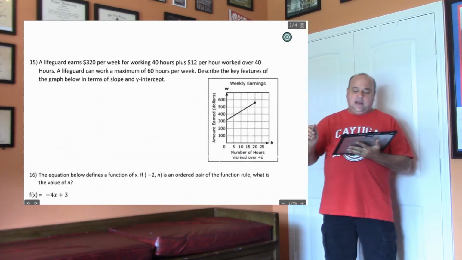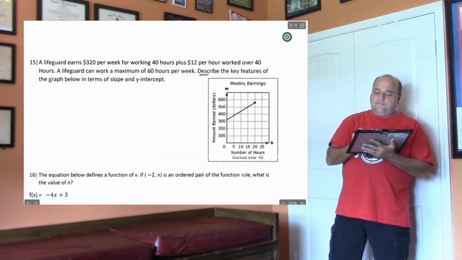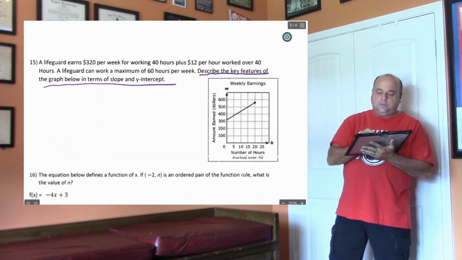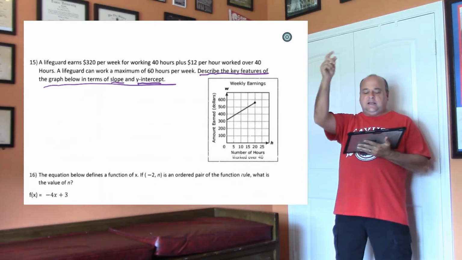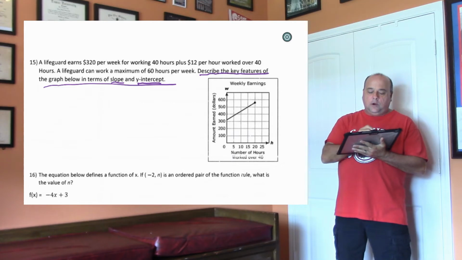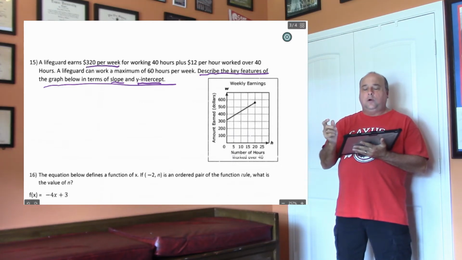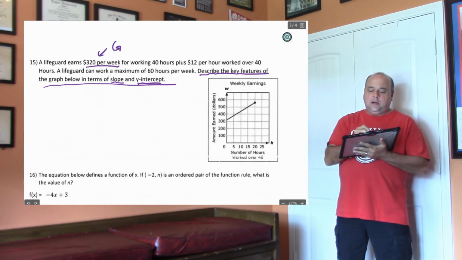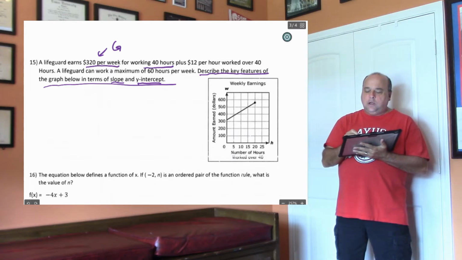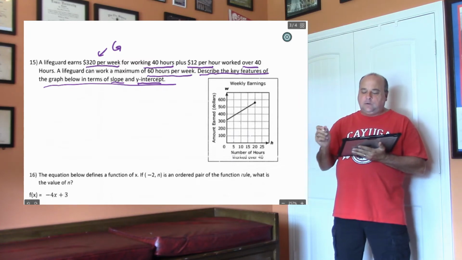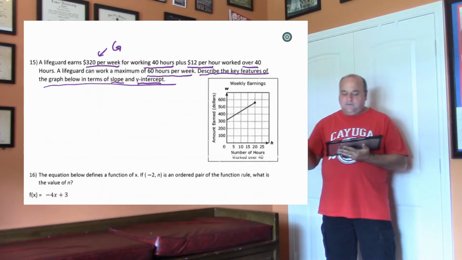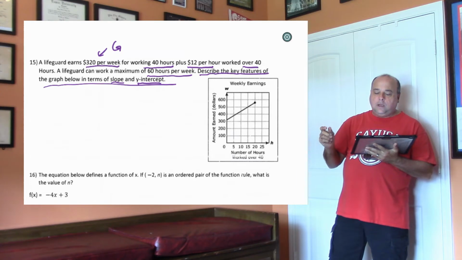Okay, number 15. Describe the key features of the graph below in terms of slope and y-intercept. Okay. Now then, let's get this with our growing number and starting number. The lifeguard earns $3.20 per week, so that's our growing number, for 40 hours plus $12 per hour worked over 40 hours. A lifeguard can earn a maximum of 60 hours per week. Describe the key features.